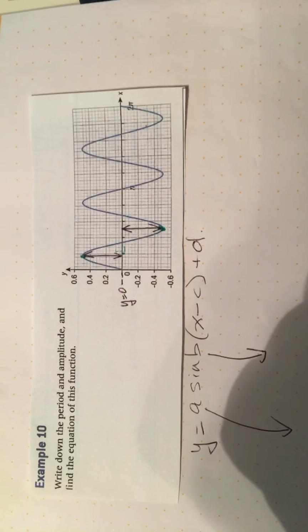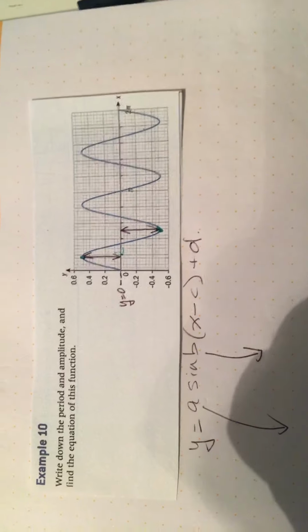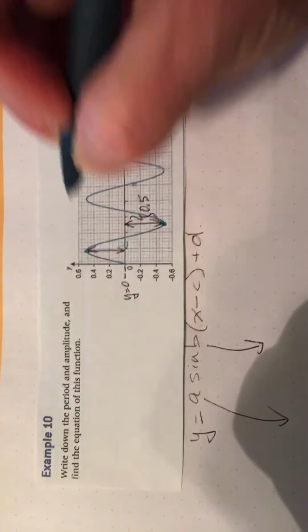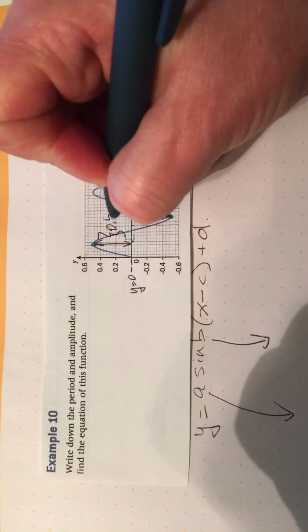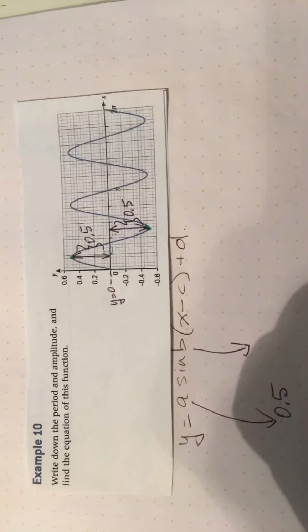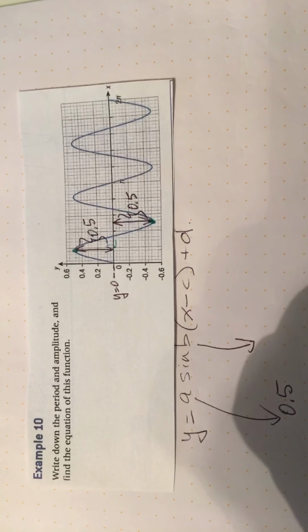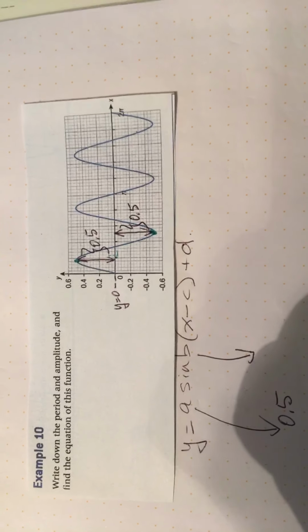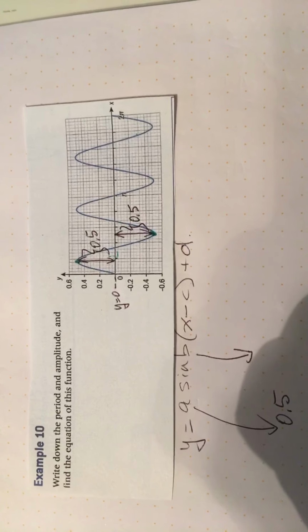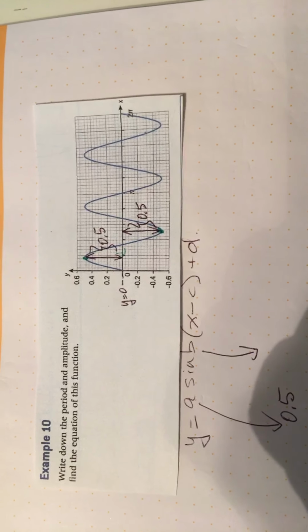Okay, now because we now know that distance is 0.5 in both cases, and they must be equal, then all of a sudden we know that that a value is 0.5. All right, so we know the amplitude then, 0.5. We also need to be able to find the period of this function.